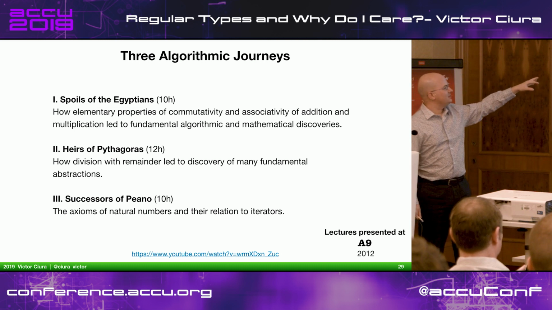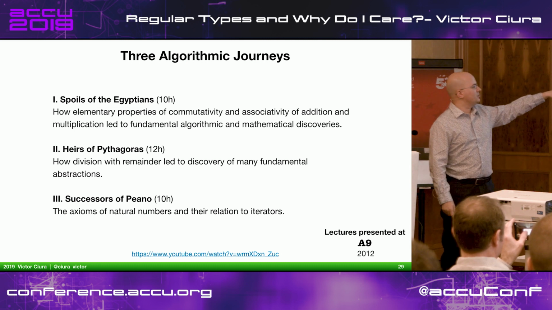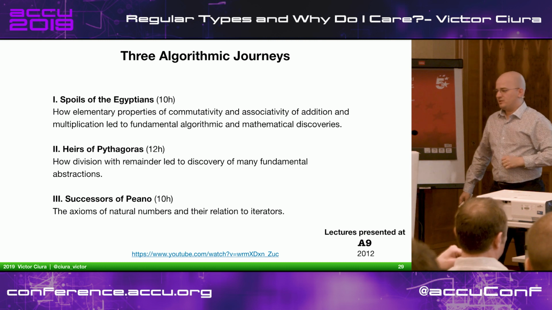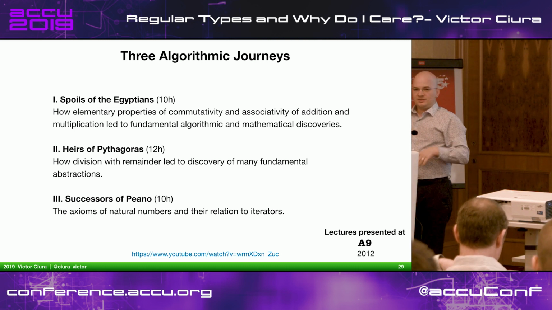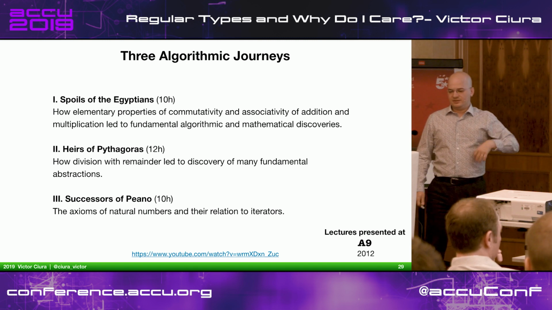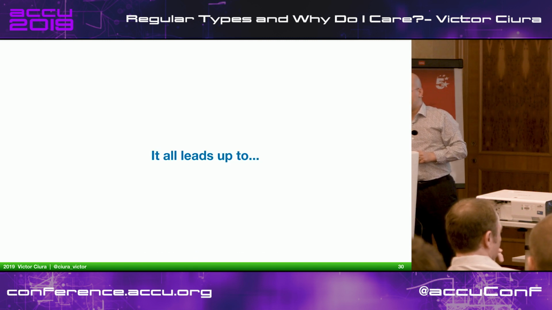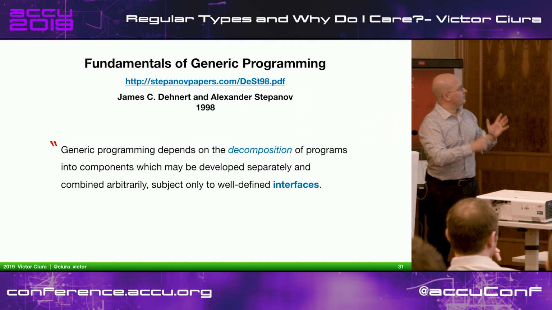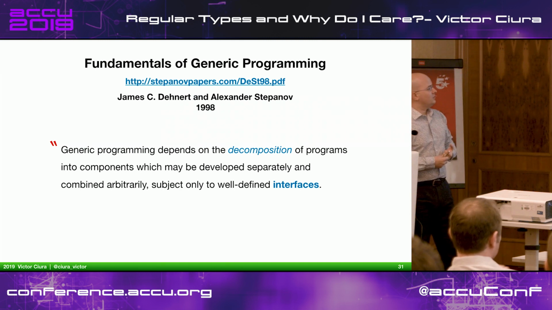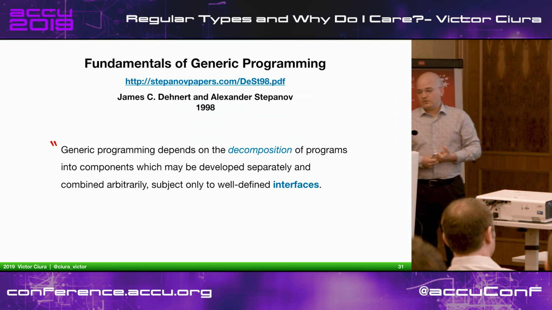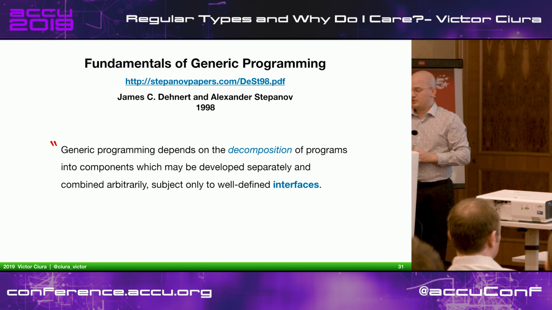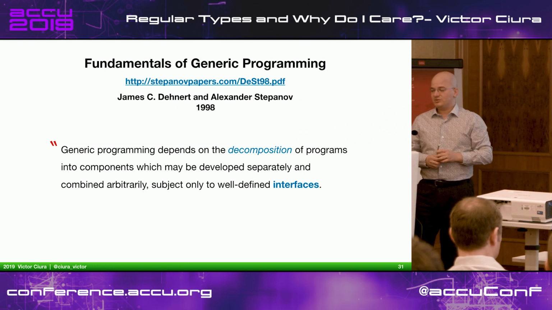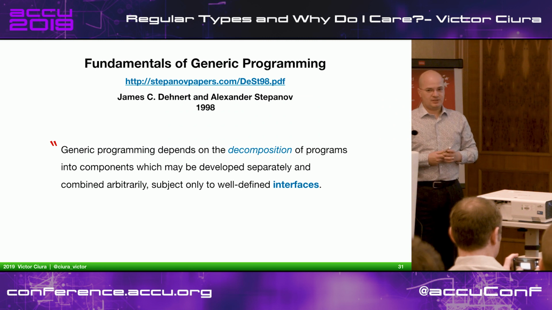Error of Pythagoras, division with remainder algorithms, and up to modern mathematics like Peano axioms and the relations with the natural number series. And lots of interesting stuff with arithmetic and infinite series and more mathematics. And it all leads up to this. So this whole preamble was for this paper, Fundamentals of Generic Programming, about 20 years ago. So generic programming depends on decomposition of programs into components which may be developed separately and combined arbitrarily, subject only to well-defined interfaces. Oh, that's a mouthful.